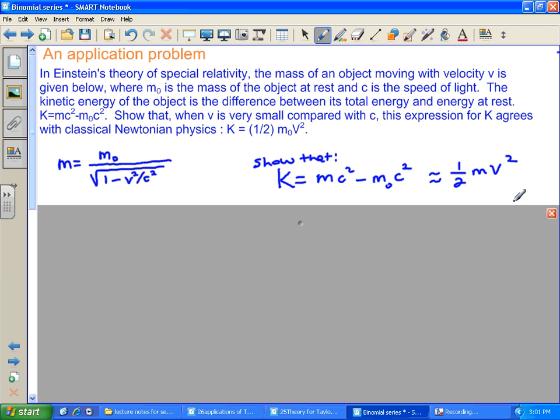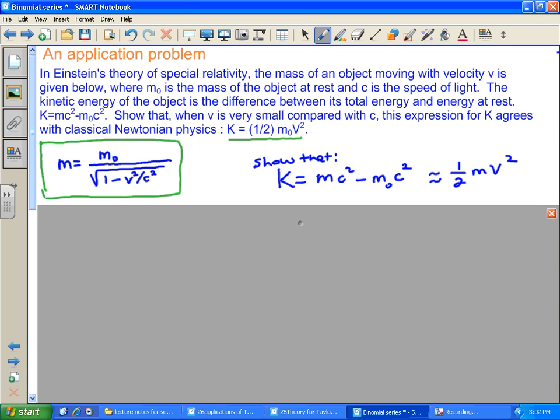Again, those of you who've taken physics classes would be very familiar with this formula, that kinetic energy is one half mv squared, and m sub 0 here represents the mass of the object at rest. Now, Einstein's theory, and I'm no expert in it, but this is a very famous formula. Basically, he claims that the mass is actually changing as the object is moving at very, very fast speeds.